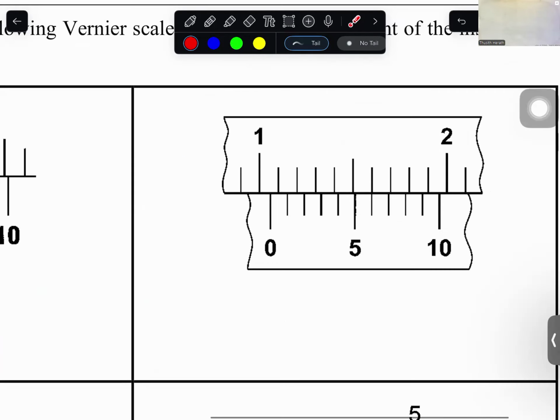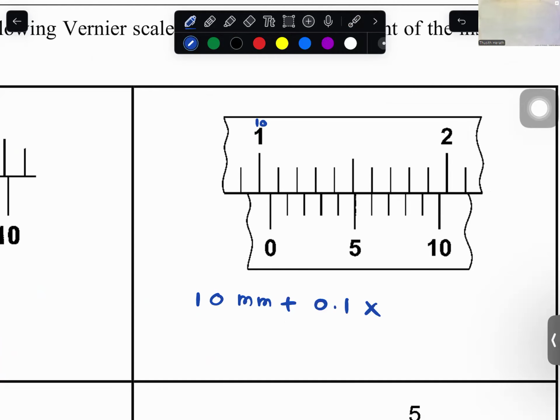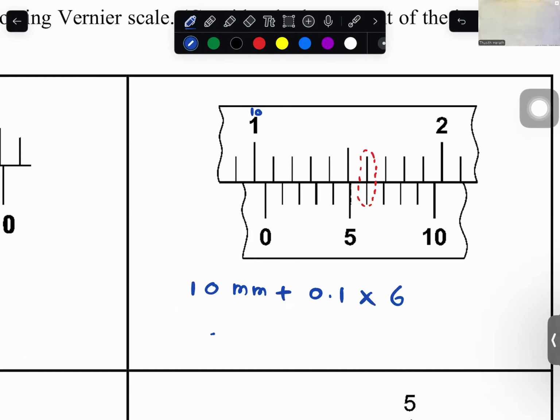Okay, for the next, in millimeters, this is 10 millimeters, right? So the zeroth line of the Vernier scale has passed the 10 millimeter line. So the reading from the main scale is 10 plus 0.1 into which line is coinciding? 0, 1, 2, 3, 4, 5, 6. Yeah, the sixth line is coinciding with the main scale line. So 0.1 into 6 means 10.6 millimeters. Look how easy it is.